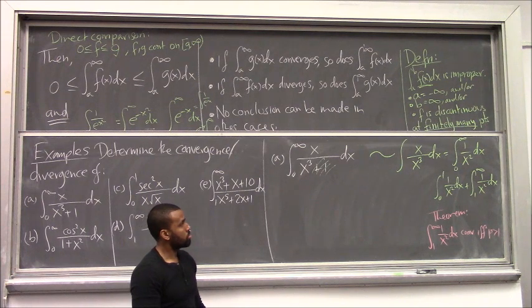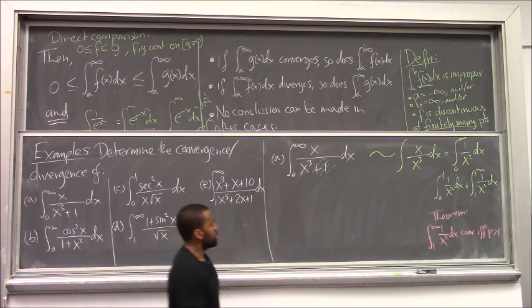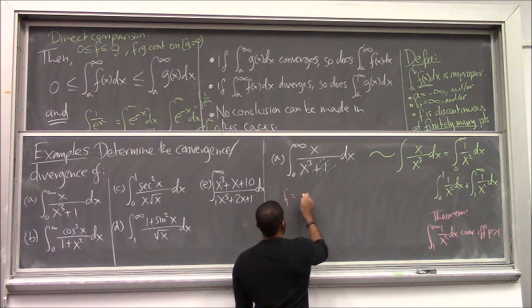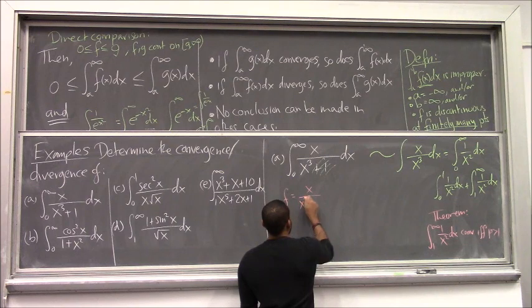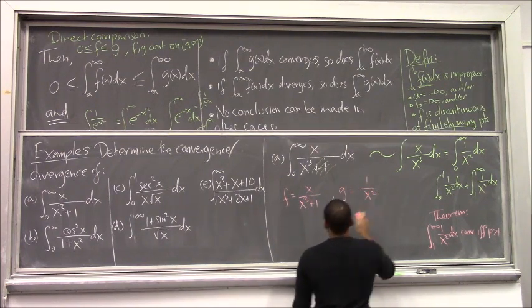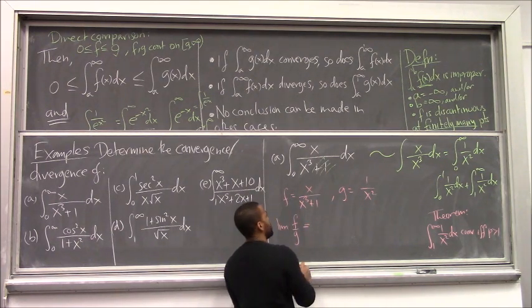The limit as x goes to infinity of x over x cubed plus 1 is infinity over infinity. So if you took f to be x over x cubed plus 1 and g to be 1 over x squared, then look at the limit of f over g. What would that be? x cubed over x cubed plus 1.